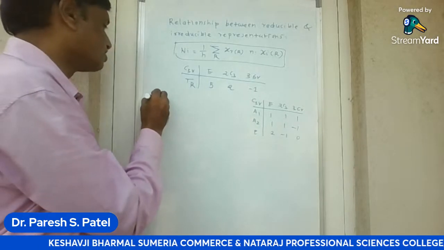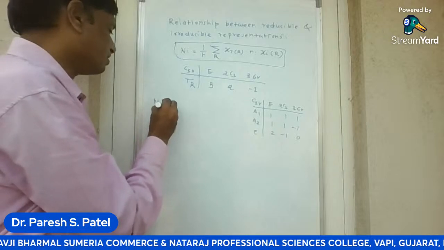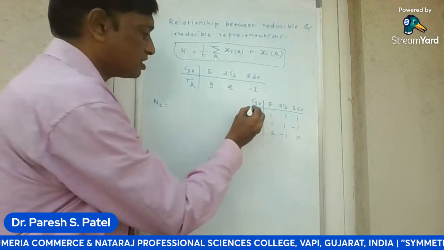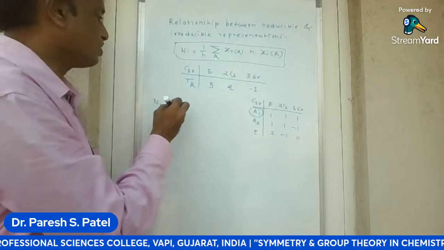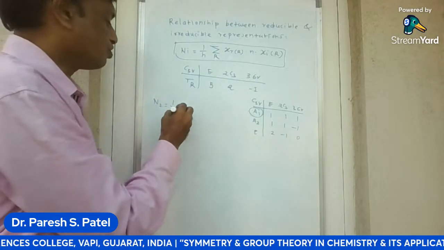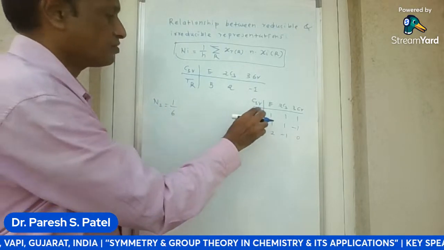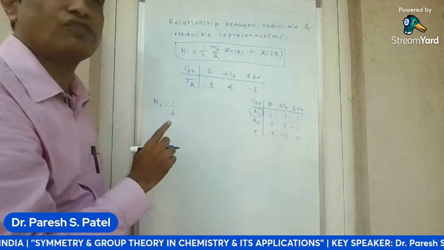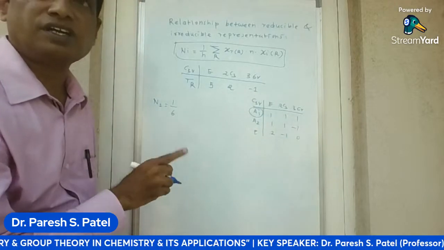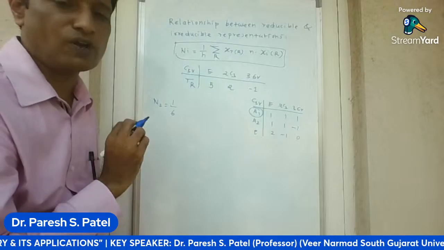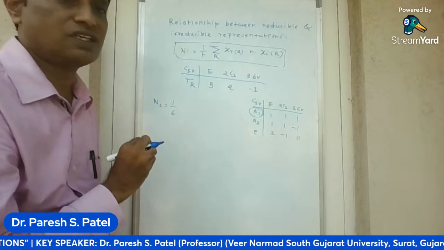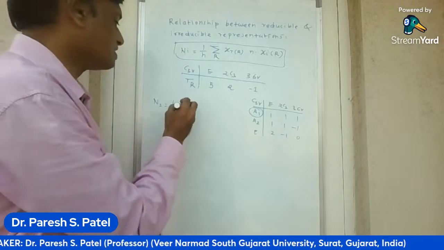So let us start first of all with n1, which corresponds to A1 irreducible representation. First, the order of the group is equal to 6. Why? 1 plus 2 plus 3. The order of a group represents the number of symmetry elements present in a molecule. So the ammonia molecule consists of 6 symmetry elements, so we can represent it as 1 by 6.